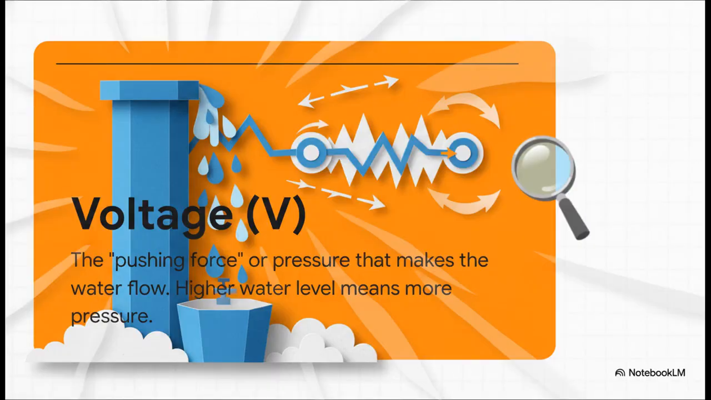All right, first things first, voltage. In our water world, voltage is just pressure. Think about it. A taller tank of water creates more pressure at the bottom, right? Well, higher voltage provides a stronger push for the electrons. It's all about potential, the potential for work to get done.